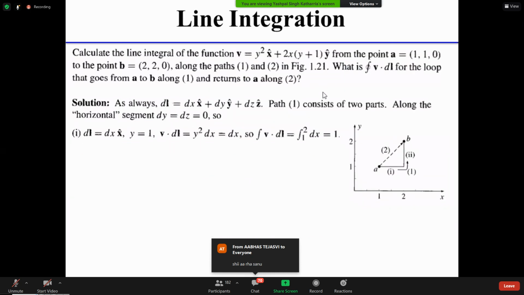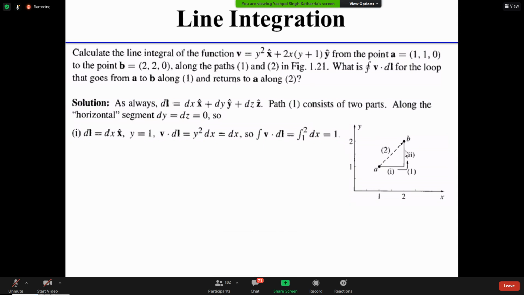Okay, so we can take an example here. Suppose you have a vector function given by y square x cap plus 2xy plus 1 into y cap. And then you have to find out the line integration from point A (1, 1, 0) to point B (2, 2, 0), and we have the paths given: along path 1 and along path 2.